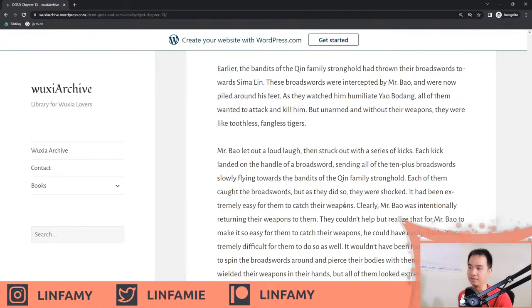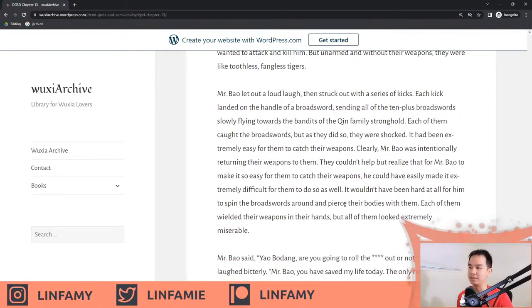Each kick landed on the handle of a broadsword, sending all of the 10+ broadswords slowly flying towards the bandits of the Qin family's stronghold. Each of them caught the broadswords, but as they did so, they were shocked. It had been extremely easy for them to catch their weapons. Clearly, Mr. Bao was intentionally returning their weapons to them.